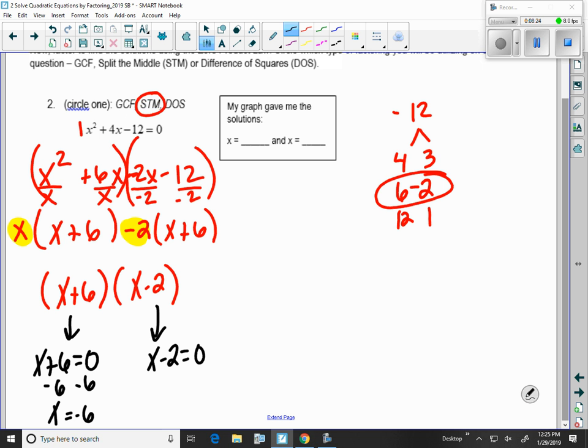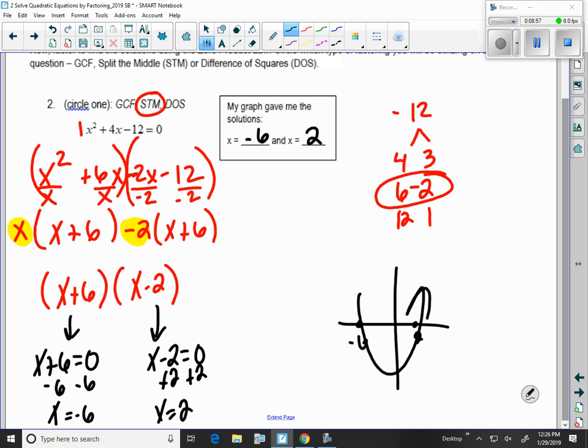With my x minus 2, what am I going to add? 2. Add 2 to both sides, and we have x equals 2. What are x equals negative 6 and x equals 2? Those are our x-intercepts, where we cross the x-axis. Is it coming together? If I was to graph this, I would plot negative 6 over here, positive 2 there, and I would have my parabola.